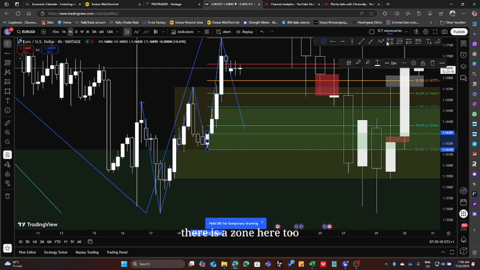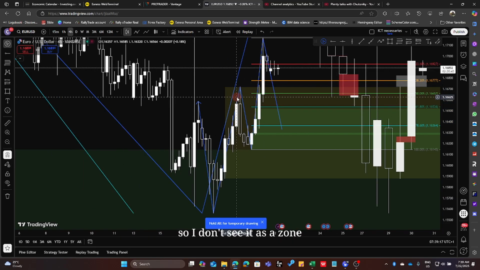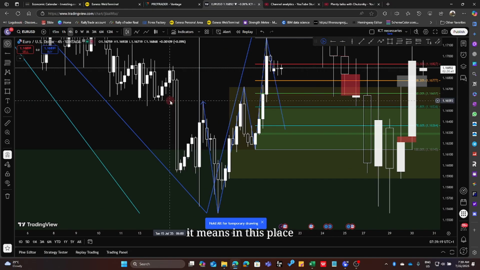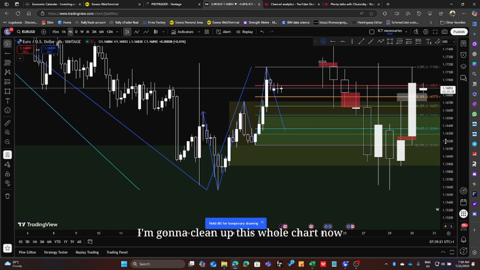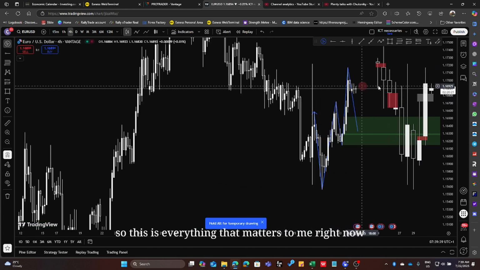There is a zone here too. However, it is now above the 50% retracement, so I don't see it as a zone. So this is what I want to look out for. In this place, I'm going to clean up this whole chart now. So this is everything that matters to me right now.